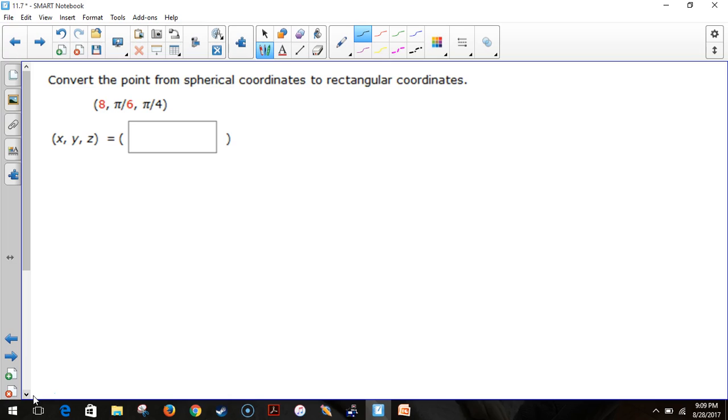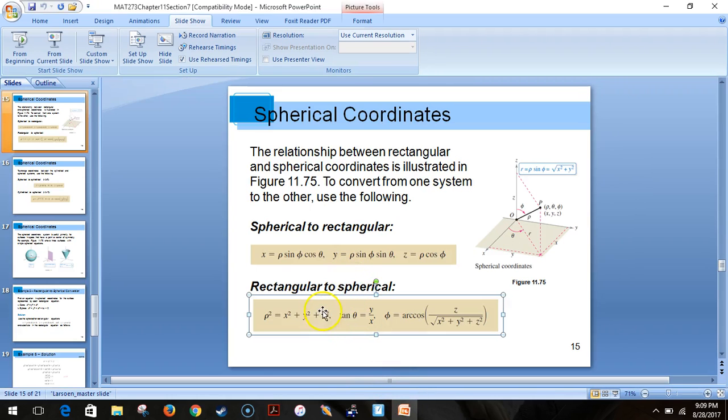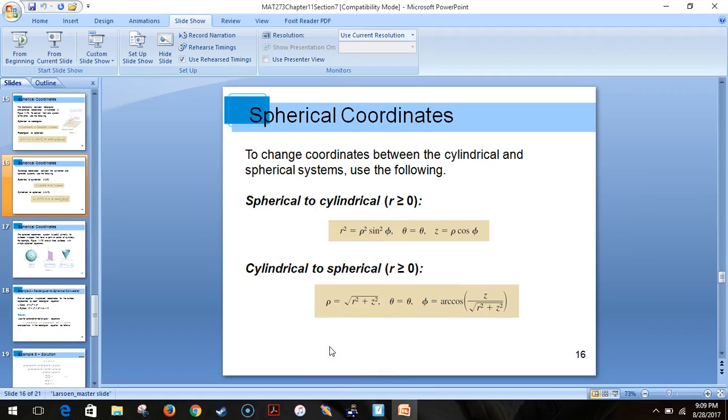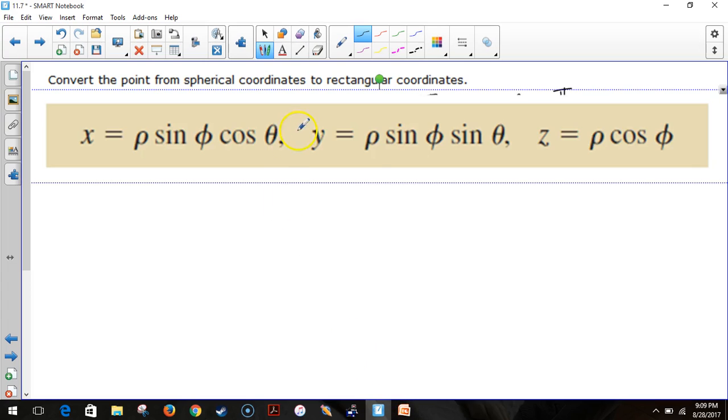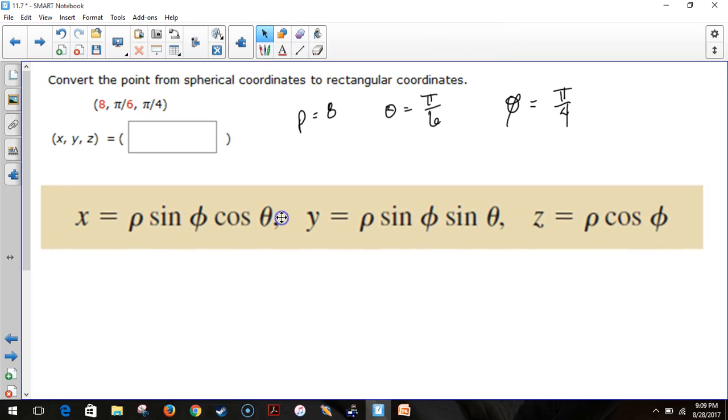Let's go the other way. I got spherical. I want to go back to rectangular. So I have rho being 8. I have theta being a pi over 6. And then phi is going to be pi over 4. Let's see. Let's go the other way and see what we wind up with.